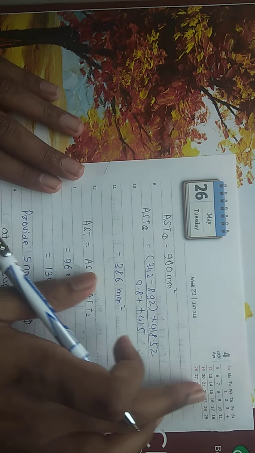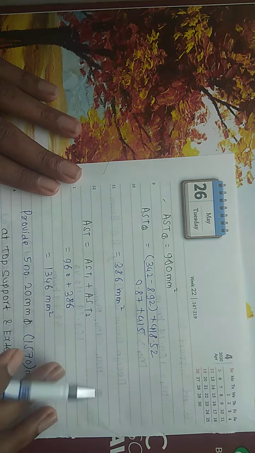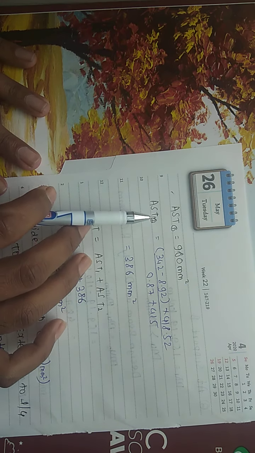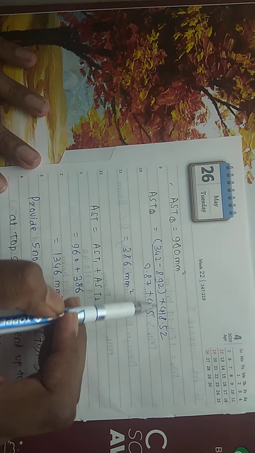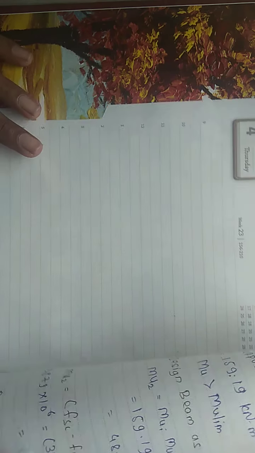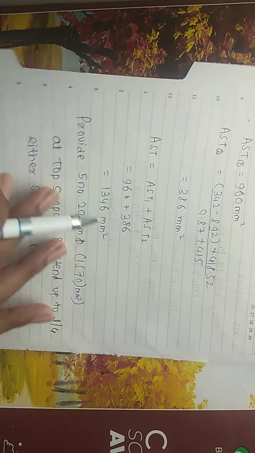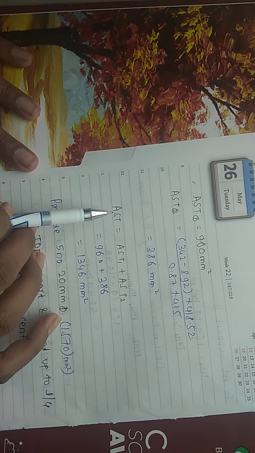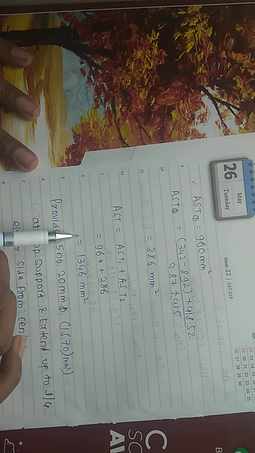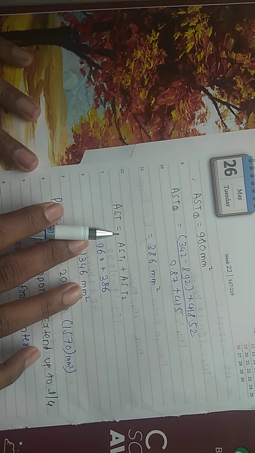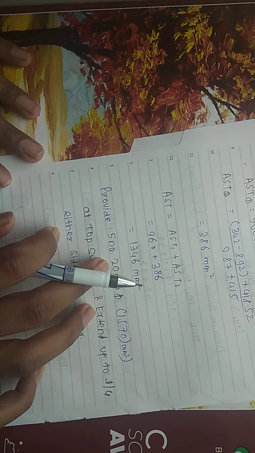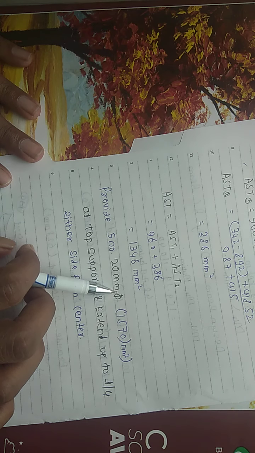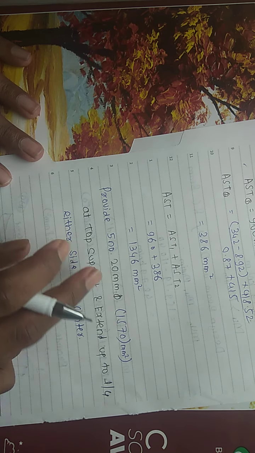Now we will calculate the AST. AST1 we have calculated as previously. Directly I have written here 960. For AST2, only the value of ASC will change here. That was 418, so we have written here 418.52. Other values will be the same. So adding AST1 and AST2, we will get 1346 mm square AST. We will convert this into the number of bars. So I have got 5 numbers of 20 mm. Okay, so this is AST.